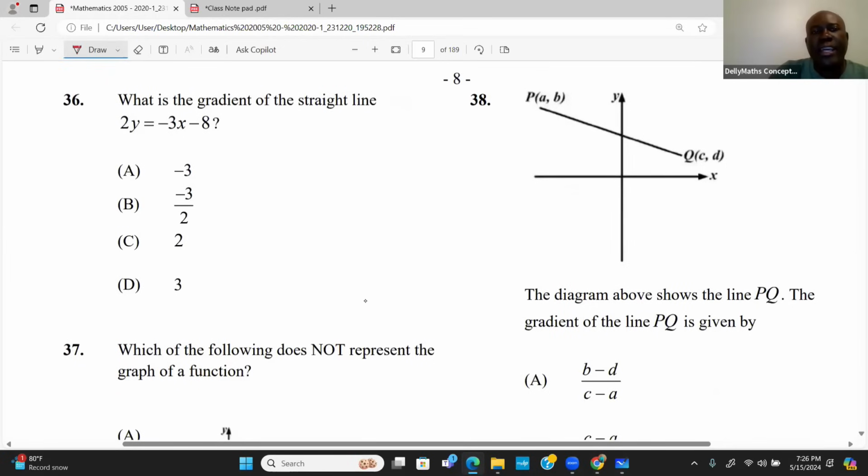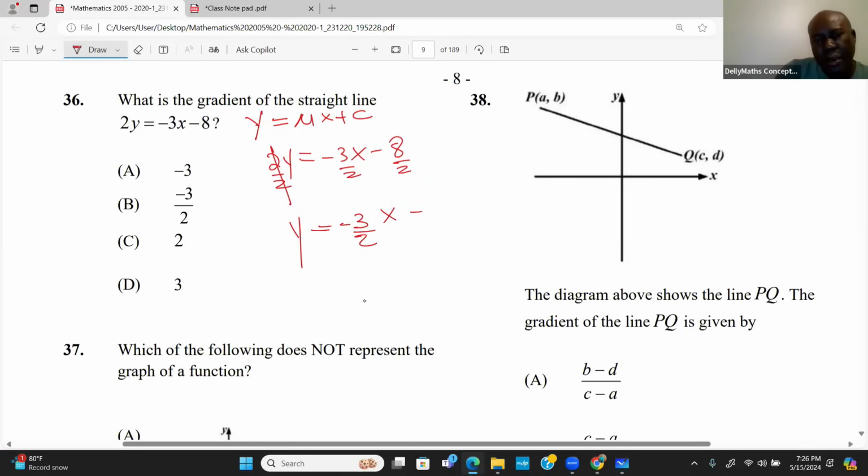Now, what is the gradient of the line? In order to get the gradient, y must be by itself. So you have to represent it in this form, slope-intercept, where y is equal to mx plus c form, which means y must be isolated. So it's going to be your responsibility to divide throughout by 2. So you could see now where y is equal to -3/2x minus 4. You're focusing on the question, what is the gradient? The gradient is the coefficient of the x. It is the number that comes in front of that, so it's -3/2.